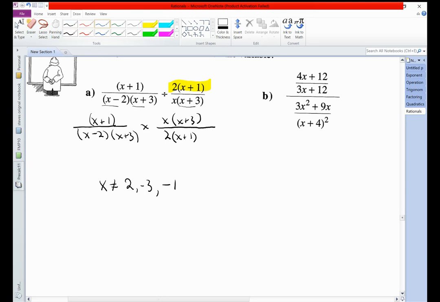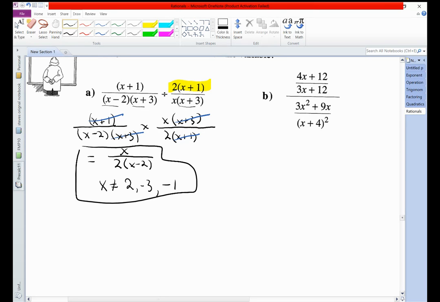So we can start doing our canceling just like we do with multiplication questions. So I have an x plus 1 and an x plus 1. I have an x plus 3 and an x plus 3. So now I can say that that's equal to, well, I just have an x in the top, and in the bottom I have a 2x minus 2. And there's your answer right there.